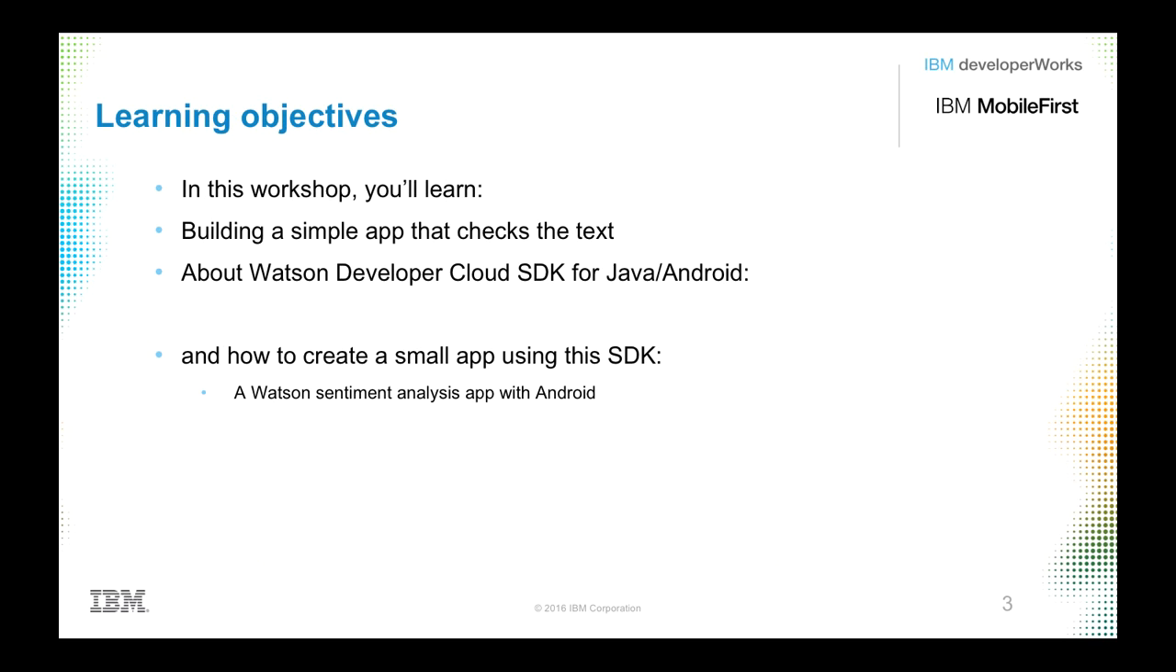In this workshop, we will learn how to build a very simple app. What you would need is Android Studio. It works on Windows, on Macs, and I think on Linux as well. We will learn how to leverage the connection to the Watson Developer Cloud, to do Watson. For that, you would need a Bluemix account. We will create a very simple app that will analyze text for sentiment. This is the first workshop.